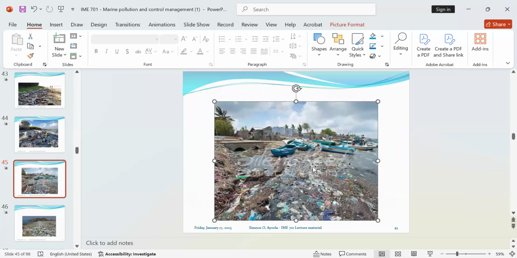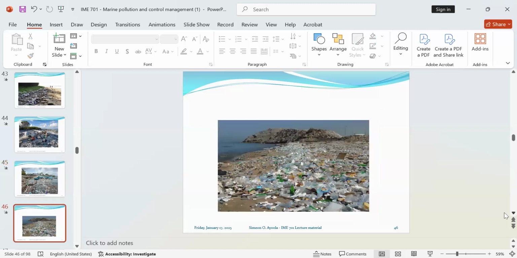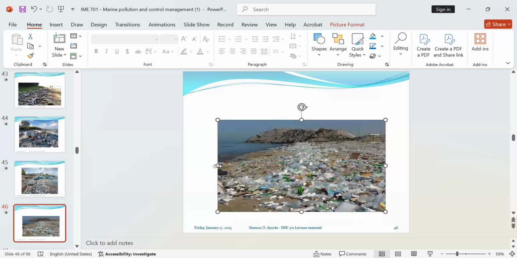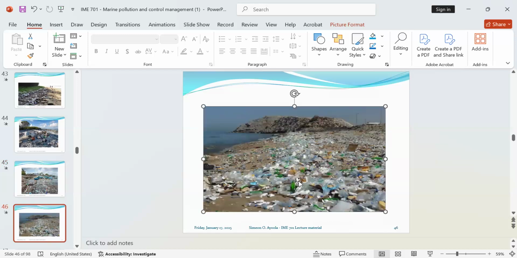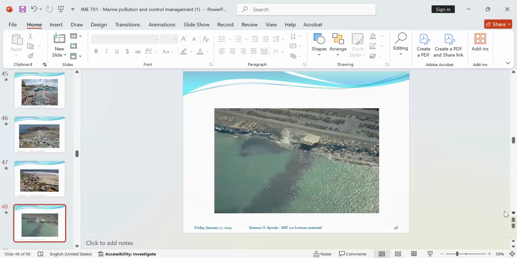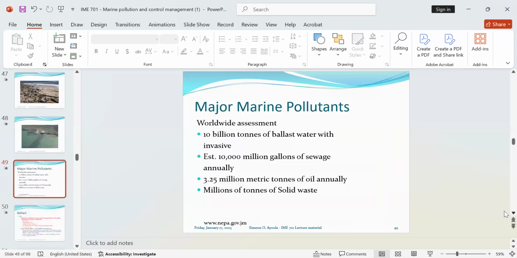The effect of all this in our environment. Look at the use of plastics. Although in many regions the use of plastics has been discouraged. Look at the level of pollution in our water body. Okay. So we will stop here and we'll start from major marine pollutants in our next lecture. But before then, I will show you a video clip.